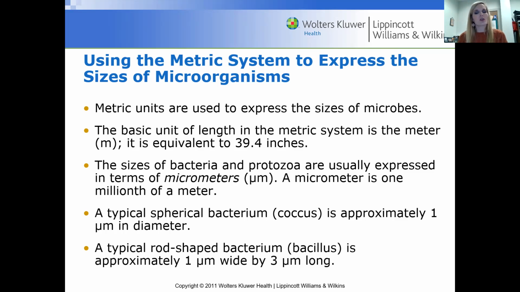We also have what's called rod-shaped bacterium, which means they're just a little bit longer than they are wide. They're called bacilli. It's about 1 micrometer wide, so the same width as your cocci, by 3 micrometers long. So again, not very big at all. We're talking about micrometers here, so very, very small, and we're going to need to use a microscope in order to see this.